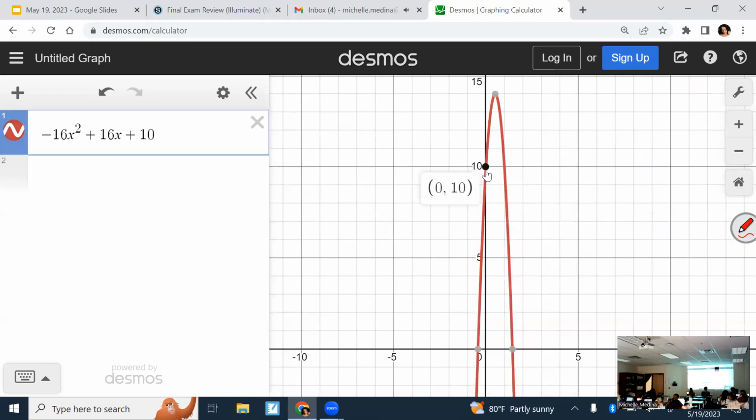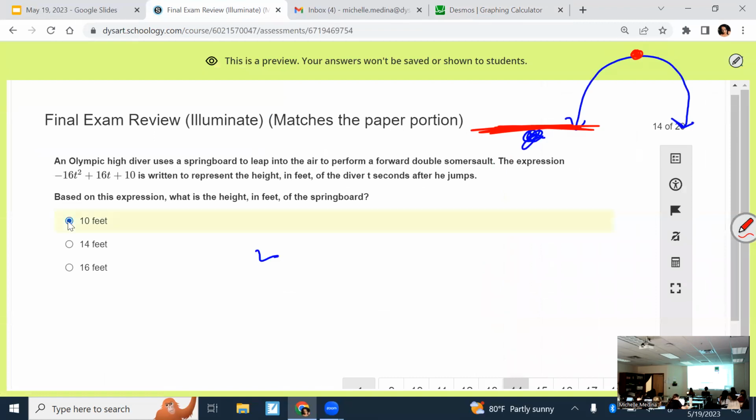And where she starts is where the springboard would be, right? So at that point, the time is 0, and the height is what? Okay, so that's how you do that one. And that happens to be one of the answers. Has anyone turned it in yet? Is it 10 for that one? Okay, easy peasy then. You just have to know where on the graph to look.